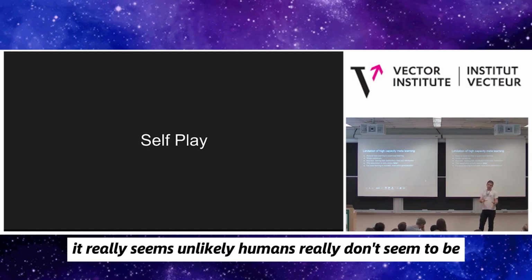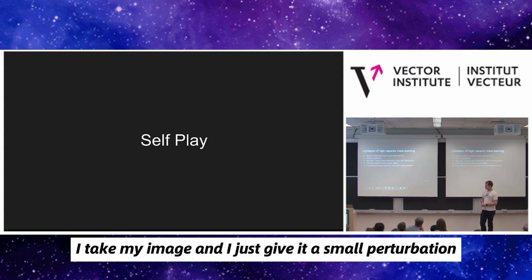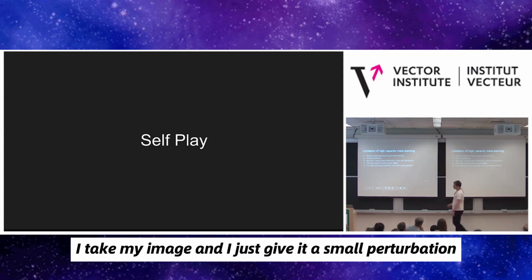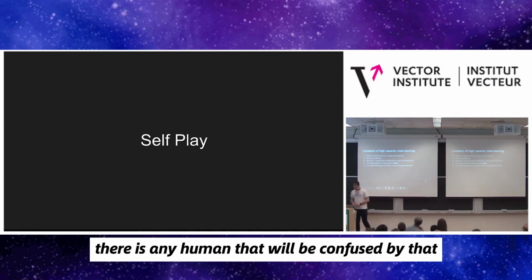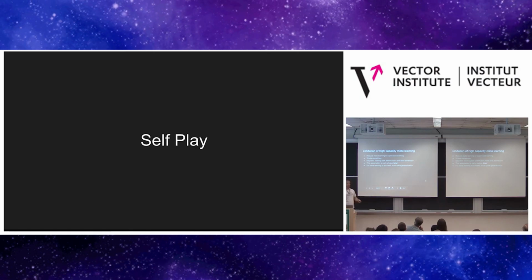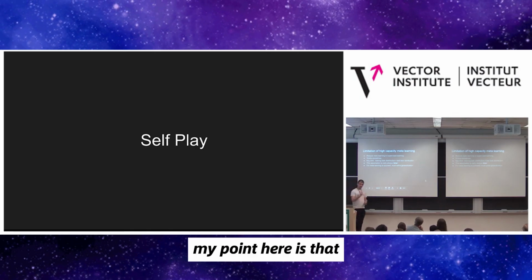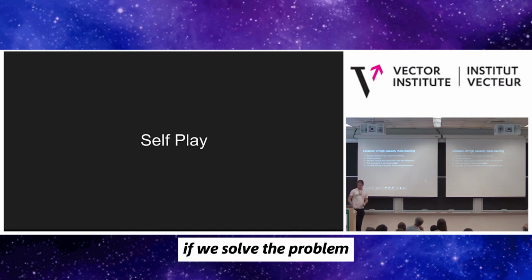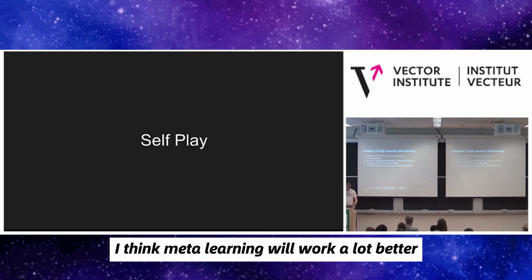Humans really don't seem to be susceptible to, like, I take my image and I just give it a small perturbation. It's the same thing. I don't think there is any human that will be confused by that, at least, given it's my current belief as of December 2017. So anyway, my point here is that if we solve the problem of generalizing a little bit out of distribution, I think meta-learning will work a lot better.